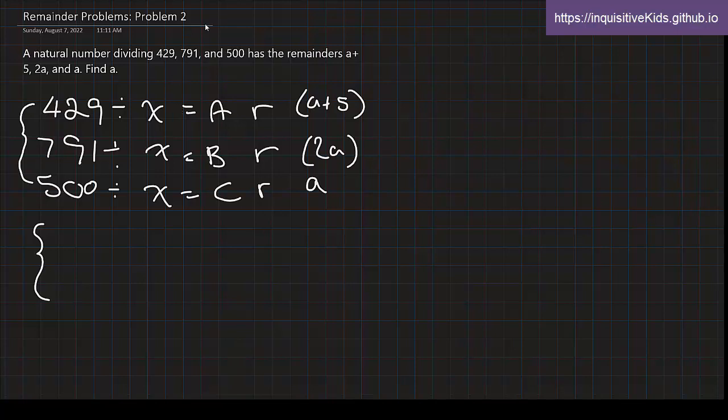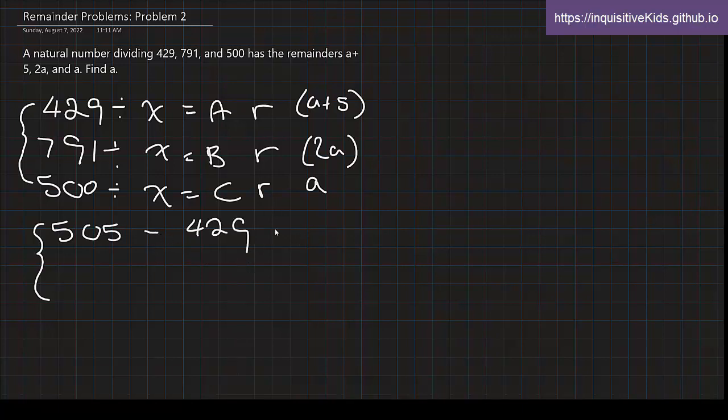So why don't we add 5 to this third equation? 500 becomes 505, still divided by x, and has a remainder of a plus 5, because 500 has a remainder of a. If you add 5 to the dividend, 5 adds to the remainder as well. So then we know that 505 and 429 both have remainders of a plus 5.